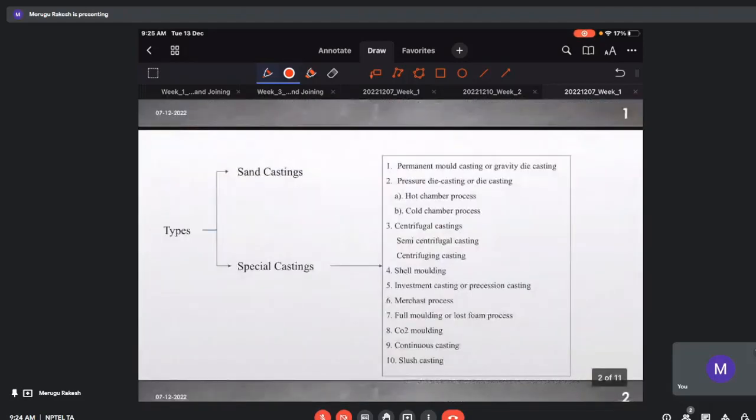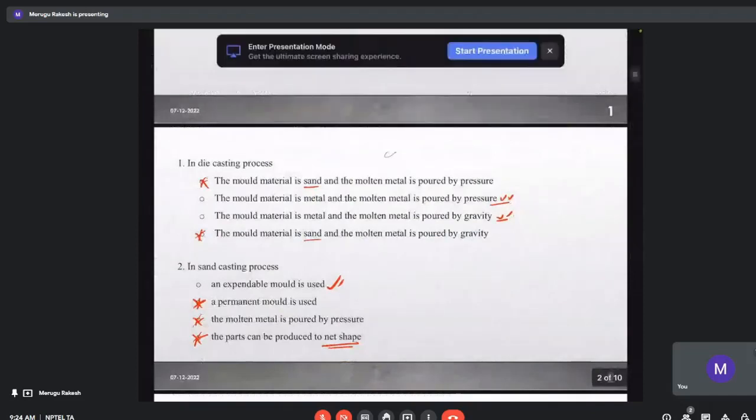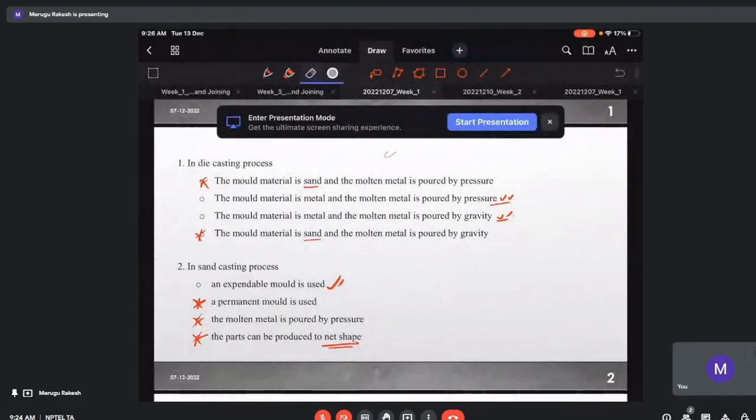Okay, we have some time left, so let us quickly go through some of the questions that we can easily discuss. So the first question: in the die casting process, the mold material is sand. They are asking about the die casting process. The mold material is sand and the molten metal is moved by pressure.